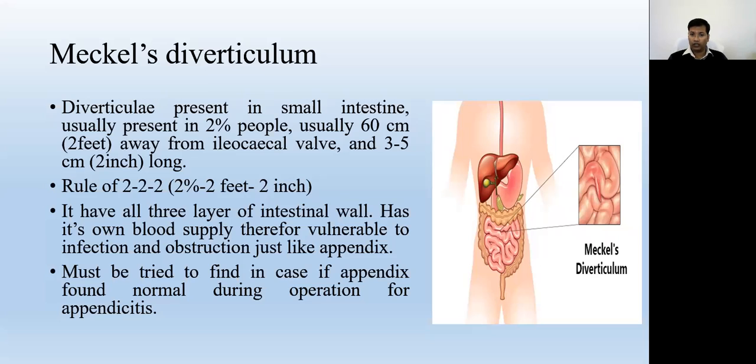Usually it is congenital, means all three layers of the intestinal wall are present in the Meckel's diverticulum. It has its own blood supply. It has its lumen, and that's why the problem is that it's just like the appendix. If, because it's almost 2 inches long, it gets obstructed and then inflamed, perforated, the complete presentation of the patient is typically similar to appendicitis.